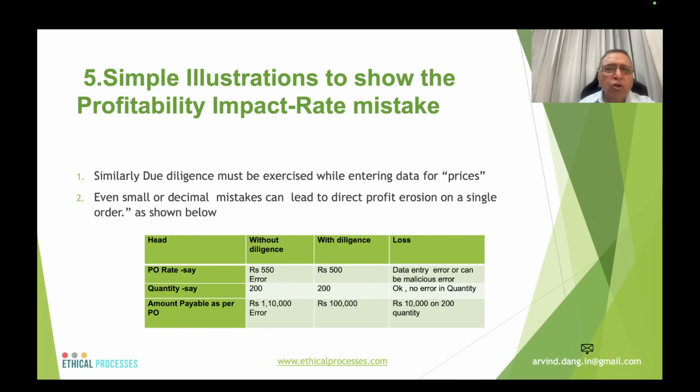Now, a simple illustration to show the probability impact of a rate mistake. Let's say in this table I have indicated that the purchase order rate settled by you is, say, rupees 500, with due diligence. Somebody can enter this without diligence as 550. So this is an error, a data entry error. Let's assume the quantity to be ordered is 200, and the amount payable as per due diligence is actually 1 lakh, but what will actually get paid is 1 lakh 10,000 because of the error in entering this data.